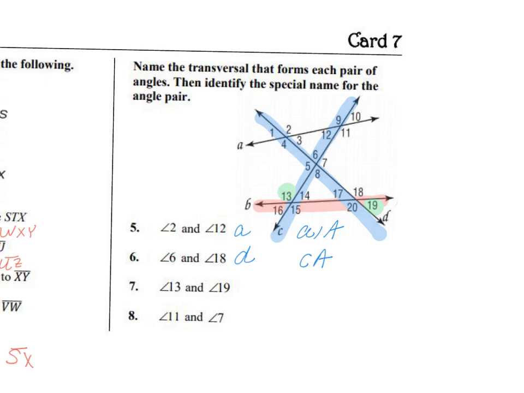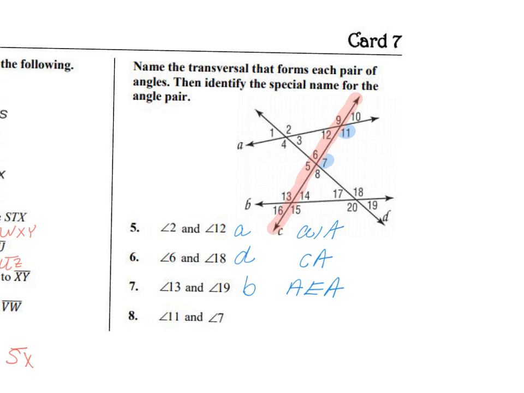So for 7, angle 13 and angle 9. The transversal is B, and they are alternate exterior angles. Okay. And then let's look at our last one here. Ask us to look at where 11 and 7. And so the transversal that we would be looking at there is going to be C.